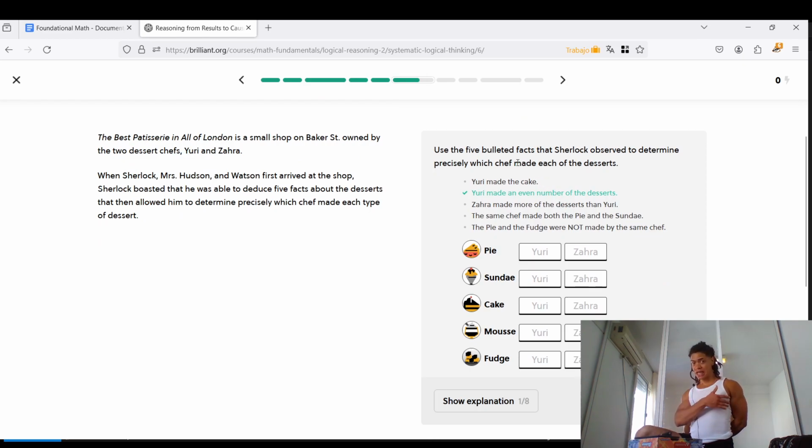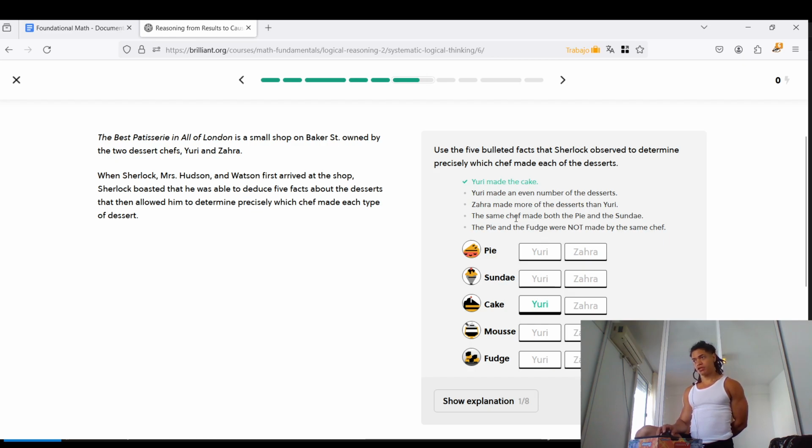So based on this statement that Sherlock came out with, Judy made the cake. But Judy made an even number of desserts. It can be two or four. All right. So since Sarah made more of the desserts than Judy, it means that at best Judy must have only made two and no more.